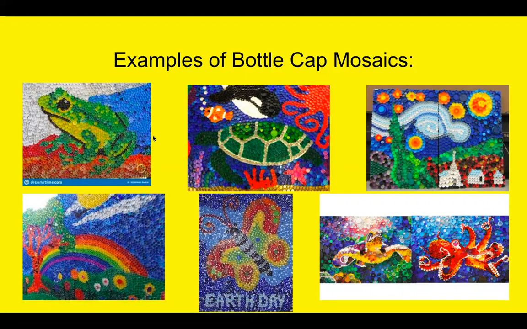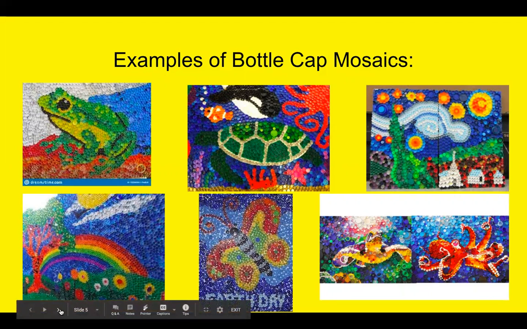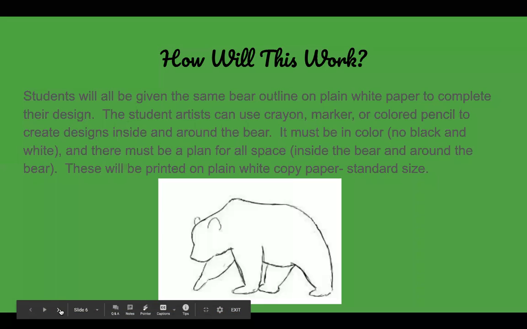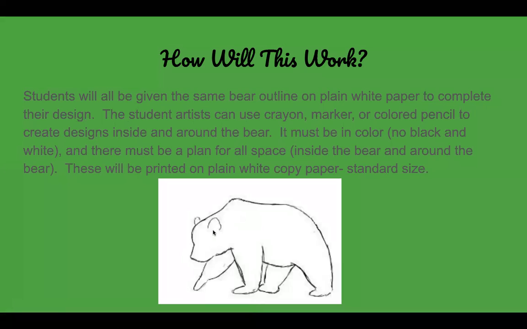So these are going to be different from ours because ours is going to be the outline of a bear because it's going to go inside our school. But anything can be inside that silhouette of the bear. That's where you have a lot of artistic license. So it will just be a plain silhouette of a bear, or actually not a silhouette, but an outline. The students will all be given the same bear outline on plain white paper to complete their design.